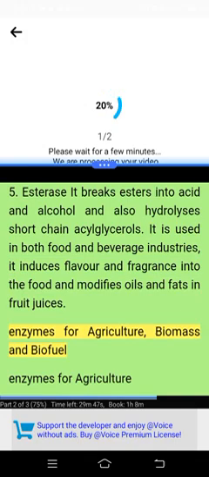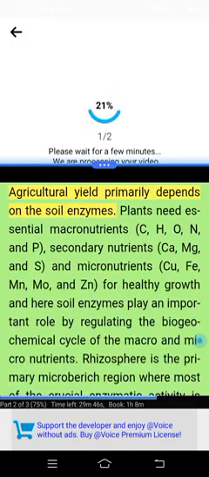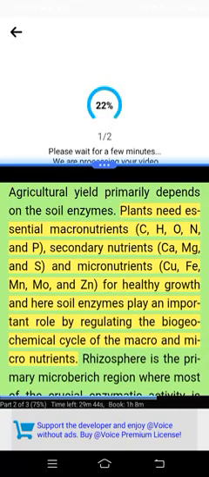Enzymes for agriculture, biomass, and biofuel. Enzymes for agriculture. Agricultural yield primarily depends on the soil enzymes. Plants need essential macronutrients C, H, O, N, and P, secondary nutrients Ca, Mg, and S, and micronutrients Cu, Fe, Mn, Mo, and Zn for healthy growth, and soil enzymes play an important role by regulating the biogeochemical cycle of the macro and micronutrients.